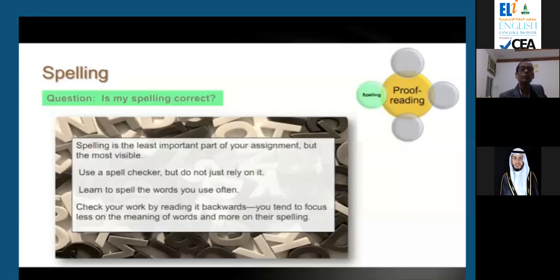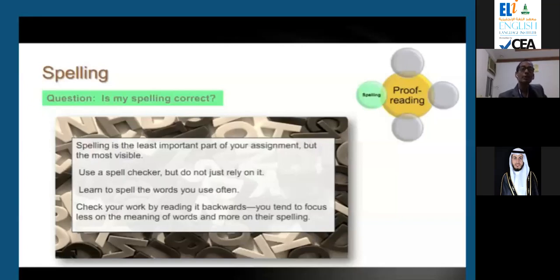So it's better to break those longer, multi-syllabic words into chunks or fragments. The first syllable, the second syllable, and that makes it easier. Like "important," "assignment." So you can never go wrong with "ment." You only have to worry about "assign," A-S-S-I-G-N.